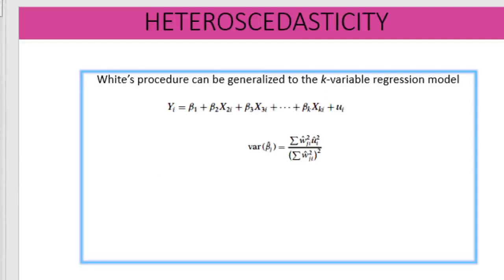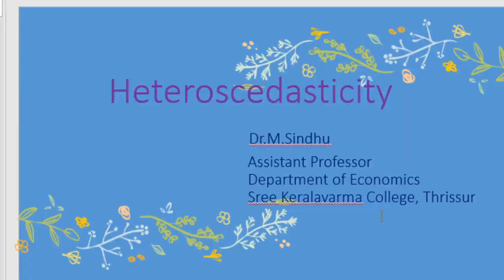These are the remedial methods. This is about the heteroscedasticity problem. We explained the nature, causes, detection methods and remedial measures.